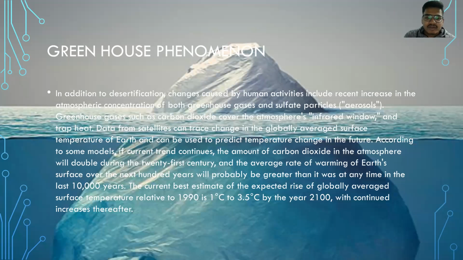According to some models, if the current trend continues, the amount of carbon dioxide in the atmosphere will double during the 21st century, and the average rate of warming of Earth's surface over the next 100 years will probably be greater than it was at any time in the last 10,000 years. The current best estimate of the expected rise of globally average surface temperature relative to 1990 is 1 degree Celsius to 3.5 degrees Celsius by the year 2100, with continued increase thereafter.